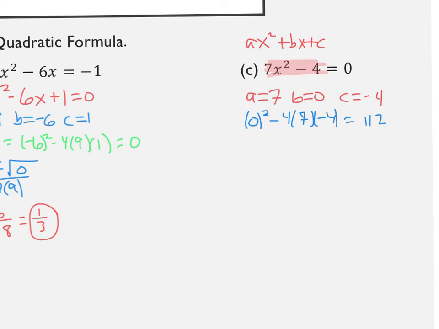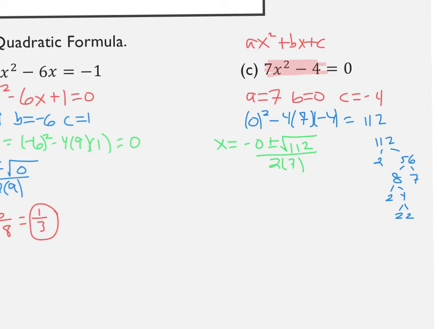Now we plug into our quadratic formula. x equals negative b, negative 0, plus or minus the square root of b squared minus 4ac, which we found to be 112, divided by 2 times a, which is 7. Now, just like we did before, we're going to do a factor tree for 112. If it's an even number, we can divide it by 2. 2 goes into 112 56 times. 56, we know that's 8 and 7, which breaks into 2 and 4, which breaks into 2's.